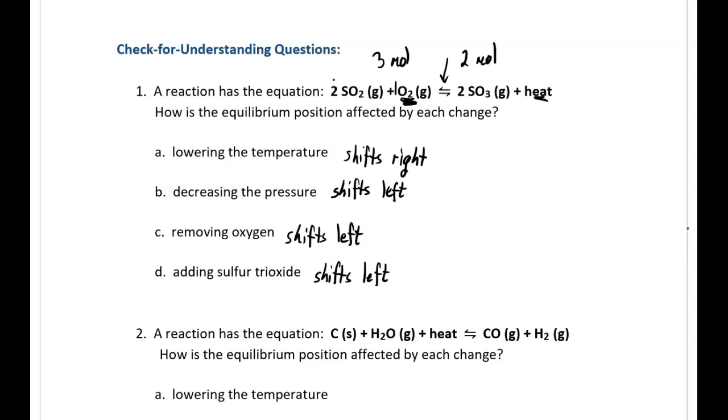Okay, what happens if sulfur trioxide is added? We'll find where that is. Here it is, sulfur trioxide. So the chemical reaction will respond by using up that extra sulfur trioxide. Sulfur trioxide is used when it combines with heat to create the stuff over here on the left. So if we want to use up sulfur trioxide, we need the reverse reaction to pick up. So the equilibrium position shifts to the left.